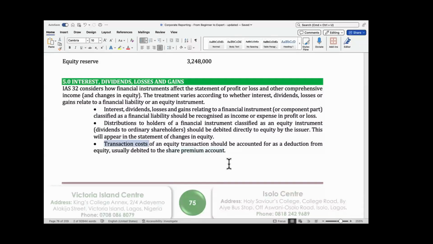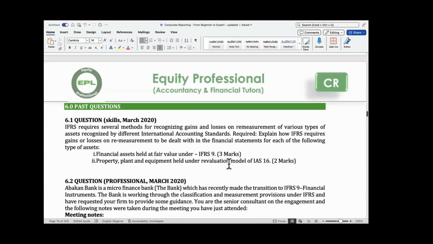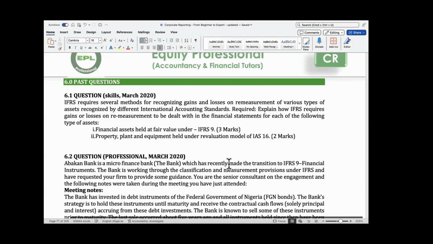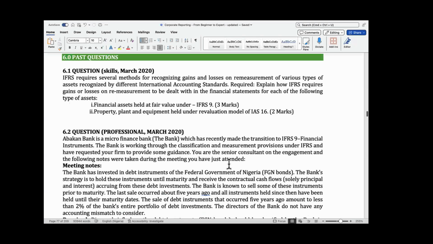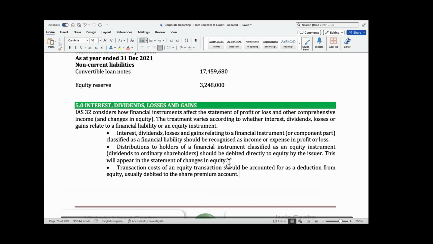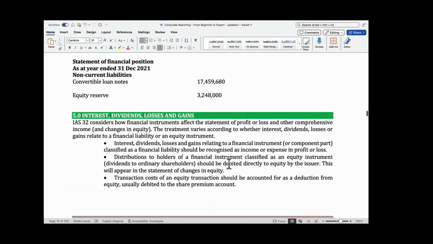So I have here a series of questions that have been asked before by ICAN in the past. Please, can you go up? Can you go up? That transaction cost. If you go up, yes, please. The transaction cost of an equity issue.